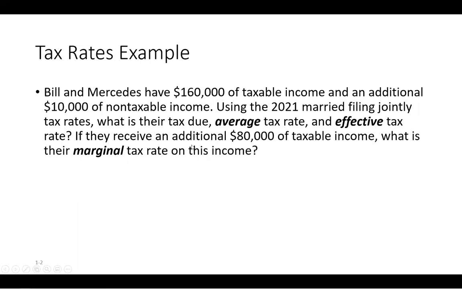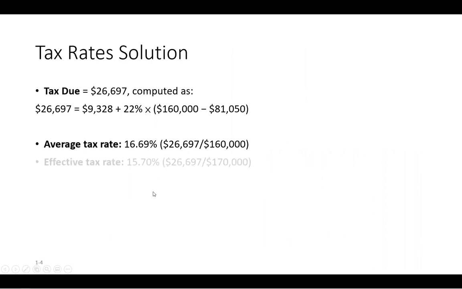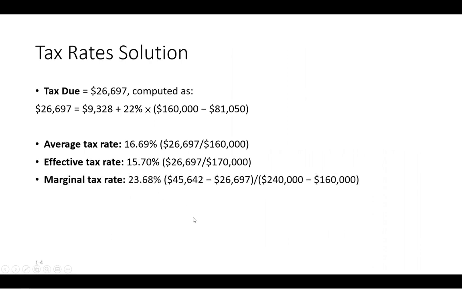So that's the difference. If somebody said to Bill and Mercedes, well, what's your marginal tax rate right now? Well, what would be my next dollar of income taxed at? 22%. What we're doing here is we're calculating their marginal tax rate if they received an additional $80,000. So what's just the marginal tax rate on that? How much would it be taxed at? So that's the difference, and that's a little different approach. What we do there is we calculate the income tax on the new taxable income.